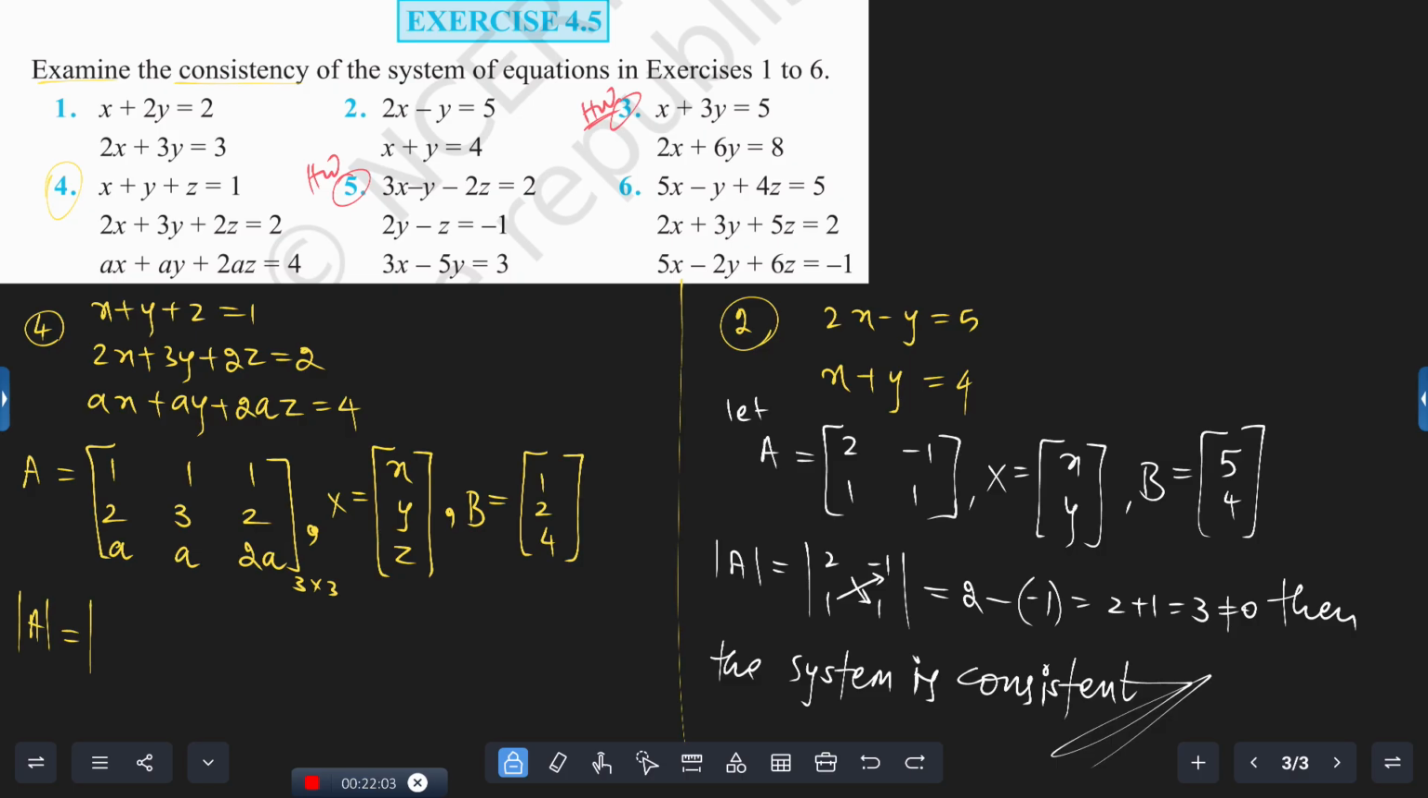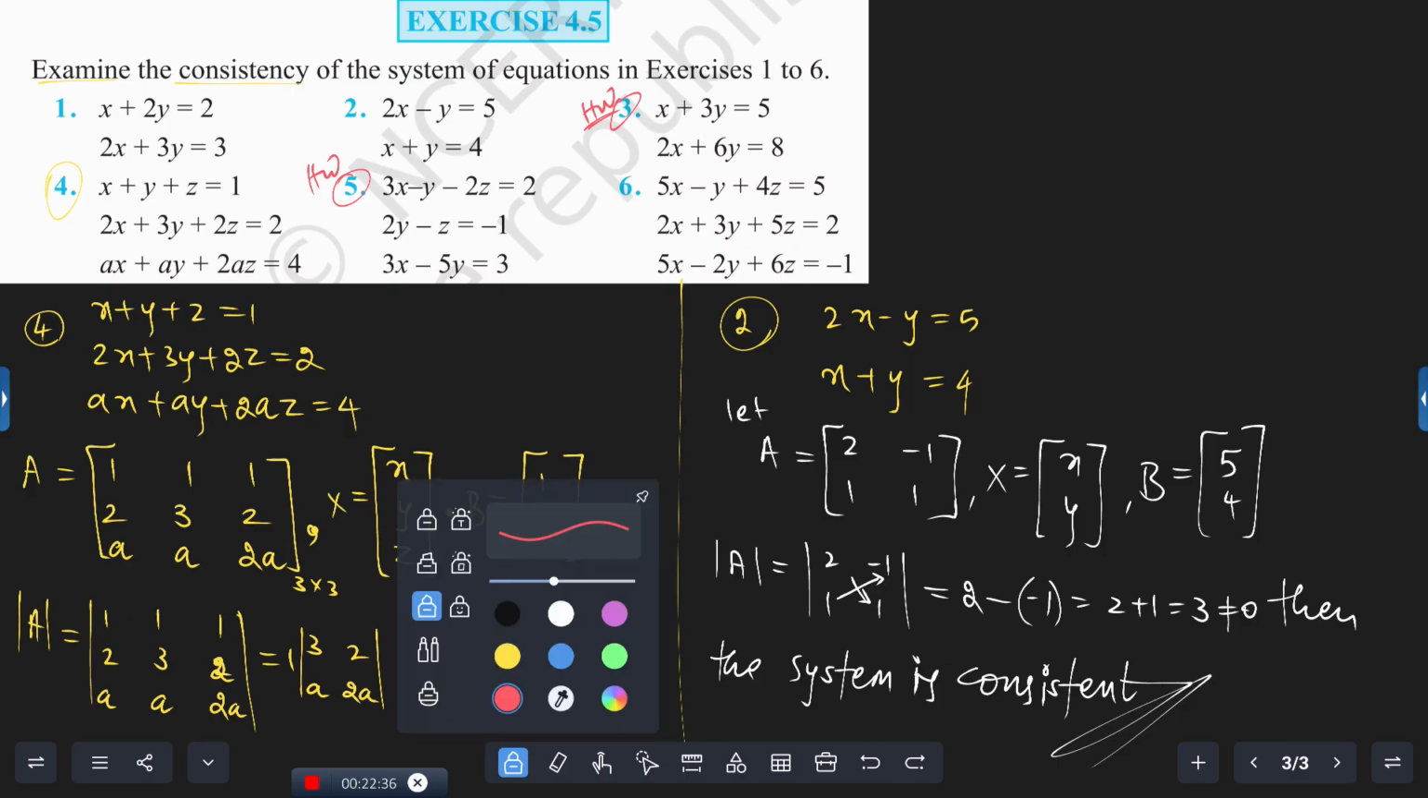Now we are moving into the determinant: 1, 1, 1, 2, 3, 2, a, a, 2a. Now let's go for the determinant. Listen, row 1 I am using. If I take row 1, first you have to strike out the row and column. So what is my minor? 3, 2, a, 2a.